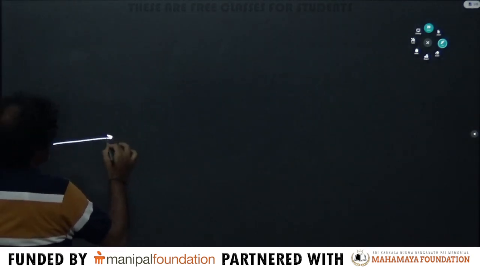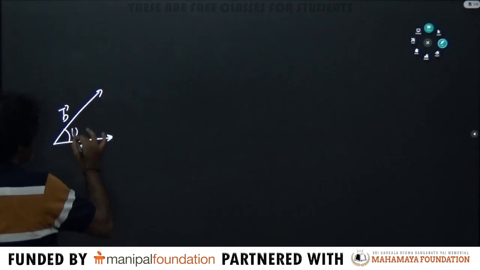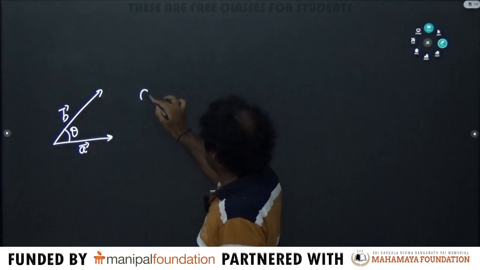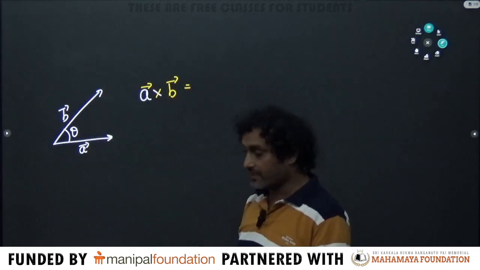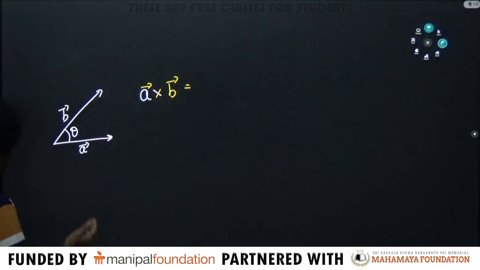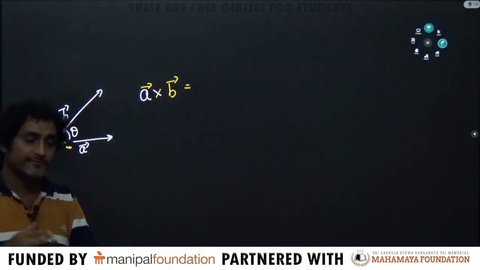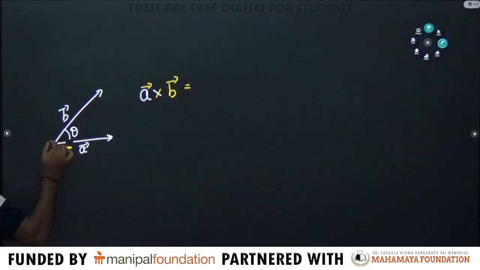Cross product, suppose it's a vector product. A vector, B vector, this is theta. If they ask you A vector cross B vector, put your right hand on A vector, curl it towards B. Do you get the thumb towards you? Correct? That means the resultant vector is perpendicular to this and it's towards you.